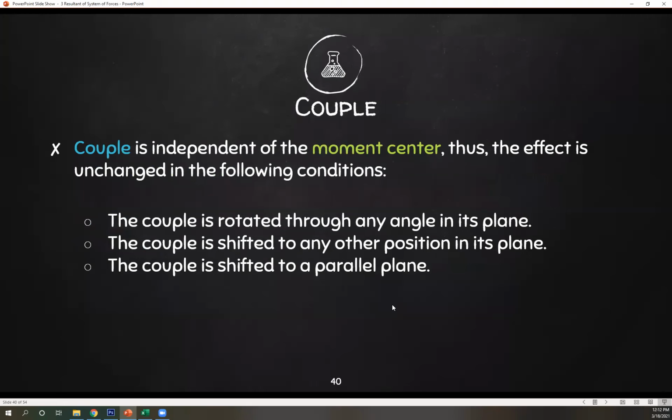So a couple is independent of the moment center, thus the effect is unchanged in the following conditions. The couple is rotated through any angle in its plane. The couple is shifted to any other position in its plane, and the couple is shifted to a parallel plane.